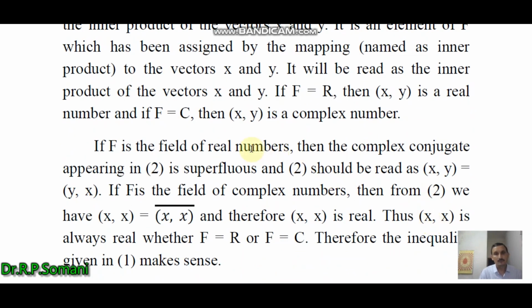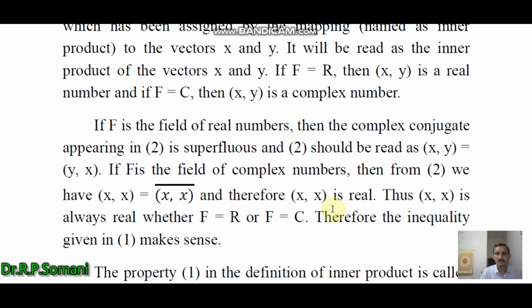In particular, if F is the field of real numbers, then the complex conjugate appearing in condition 2 is superfluous, and 2 should be read as (x, y) equals (y, x). If F is the field of complex numbers, then from 2 we have (x, x) equal to its conjugate, and therefore (x, x) is a real number, because the number equals its conjugate. Thus (x, x) is always real whether F equals R or F equals C. Therefore the inequality given in condition 1 makes sense.